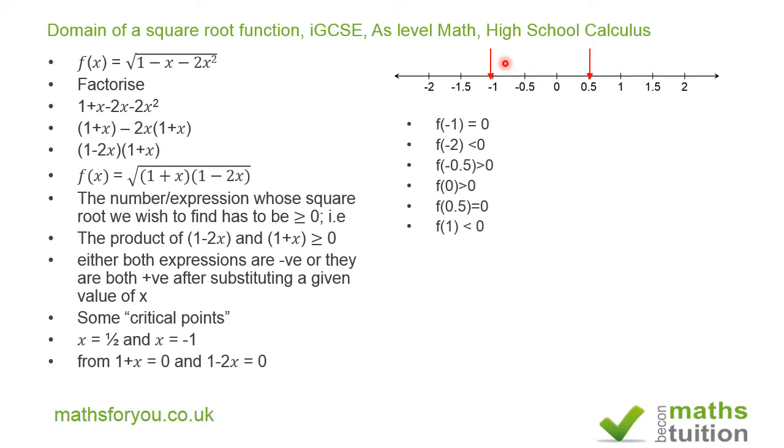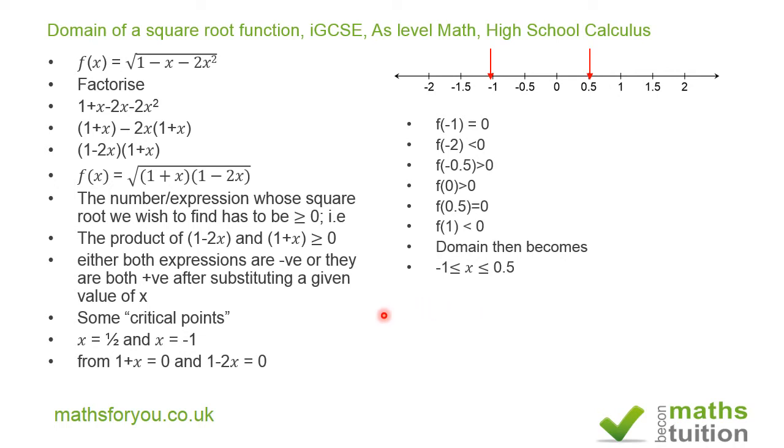So it seems to us that in this region, from minus 1 to 0.5, including 0.5 and minus 1, all the x values in this region are valid. The x values in the region where x is less than minus 1 are not valid. The x values in the other region are also not valid. So we end up with the domain being x is greater than or equal to minus 1 and less than or equal to 0.5.